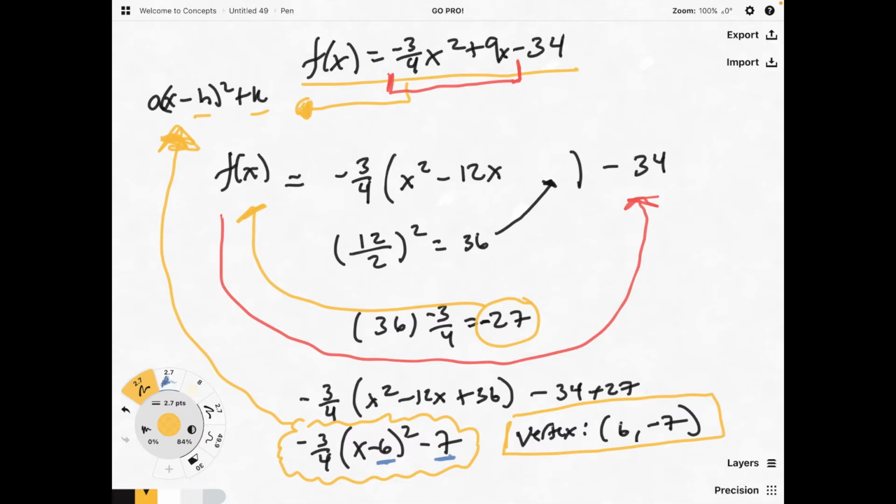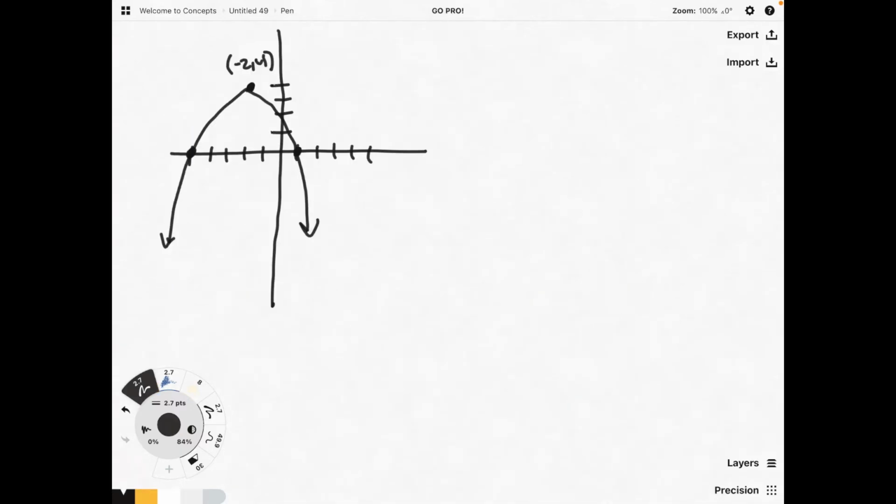All right, let's look at another example. In our next problem, we are given this graph with a vertex of negative 2, 4. We see that it's going down, and it looks like we have x-intercepts at negative 5, 0 and at 1, 0. And the question asks us to find the standard equation for the parabola shown in the figure.